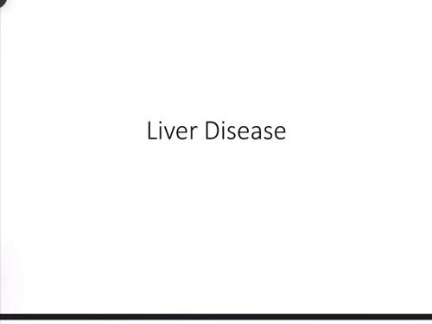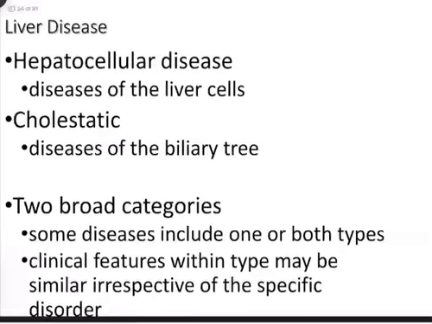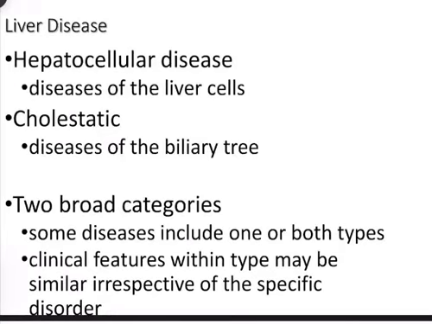Okay. Next is your liver diseases. With your liver diseases, you have first hepatocellular disease. This is disease of the liver cells. Then you do have cholestatic, relating to your biliary. These are two broad categories. Some diseases include one or both types. Clinical features within the type may be similar irrespective of the specific disorder.